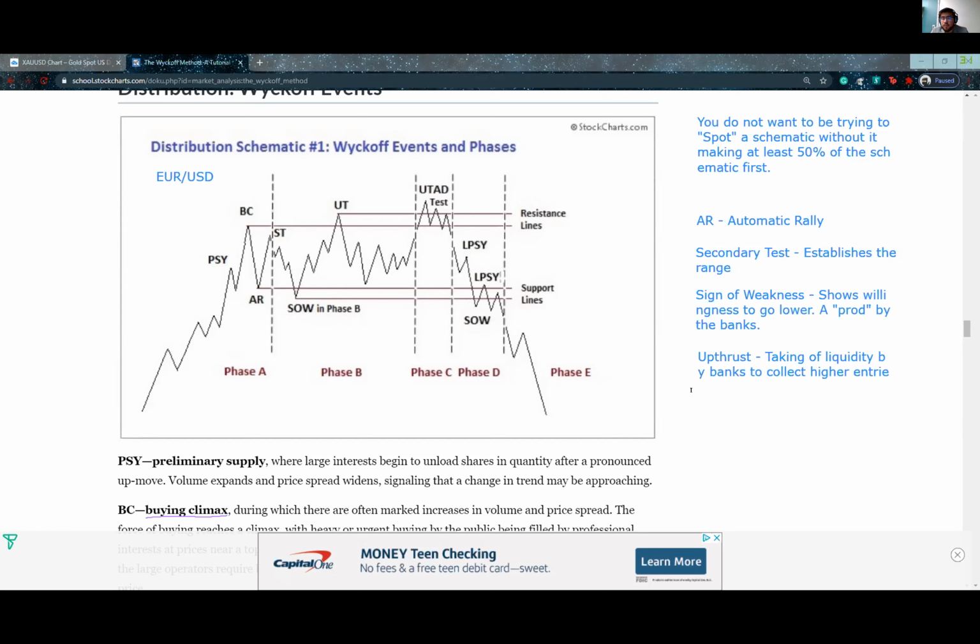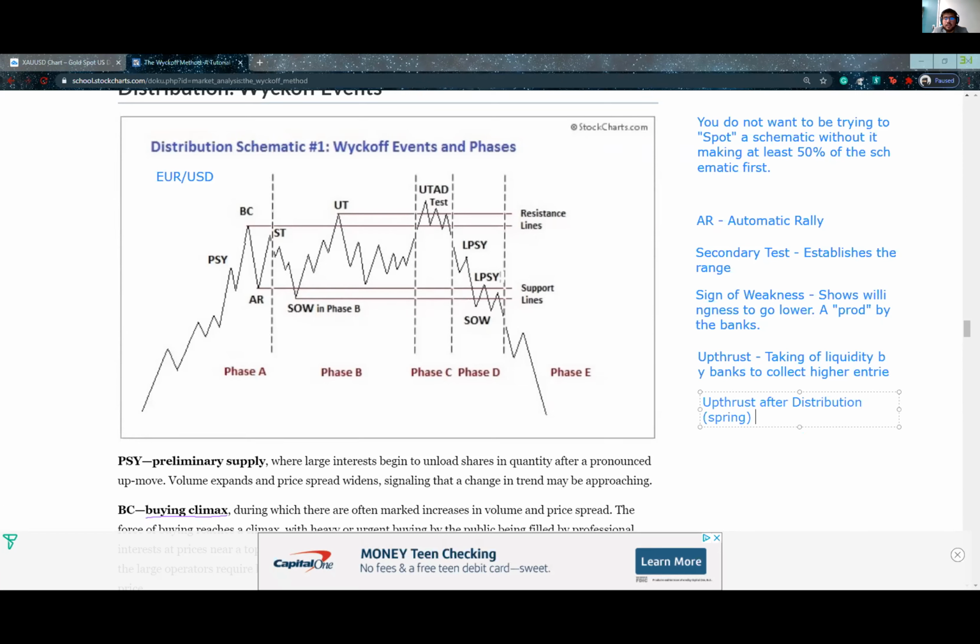So we have the UT, which is the upthrust and the taking of liquidity, because they push price higher. Just for a lack of a better term, they push their product that they want to sell higher, so that they can sell it at a higher price. And from there, we have one more liquidity run, which is known as the UTAD, or the upthrust after distribution. This is also known as the spring. Some people will call it the spring.